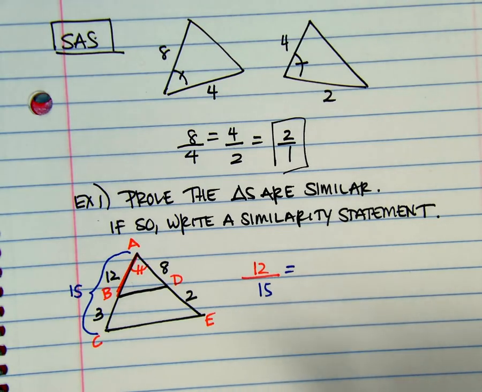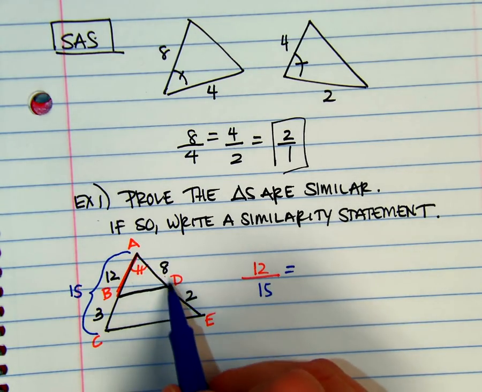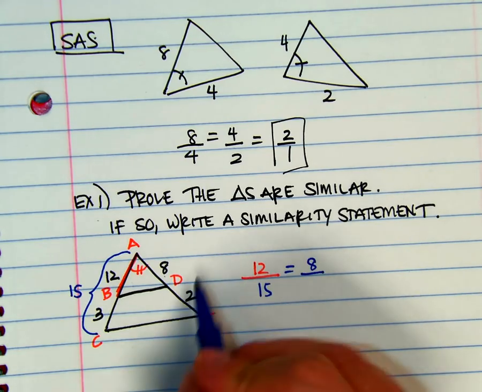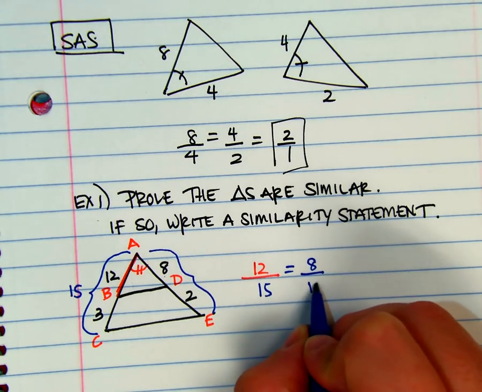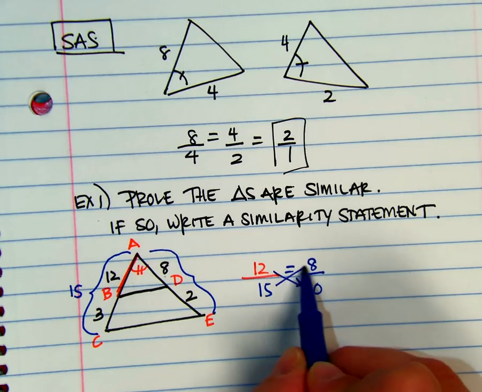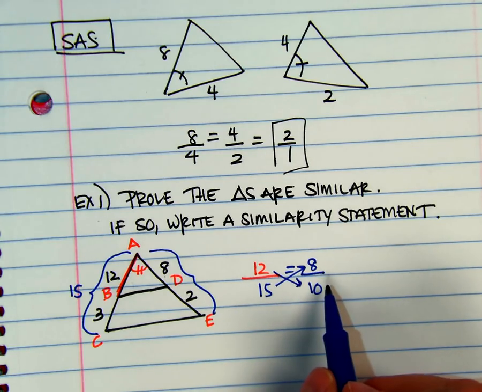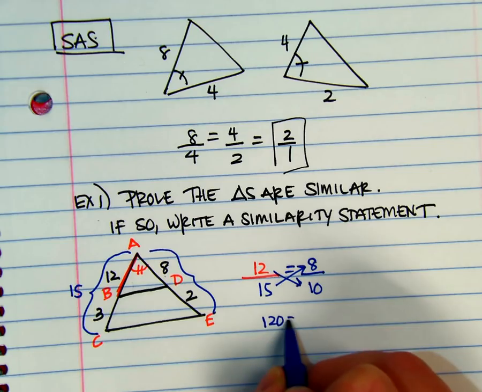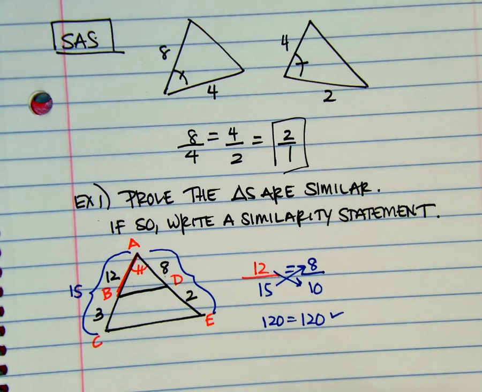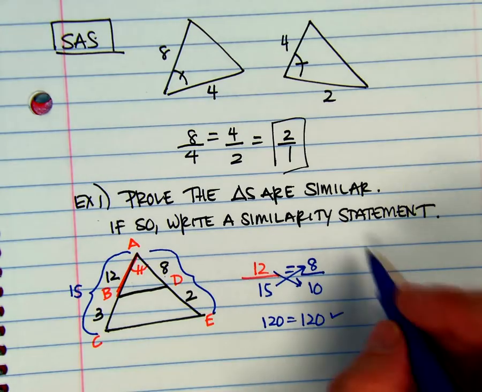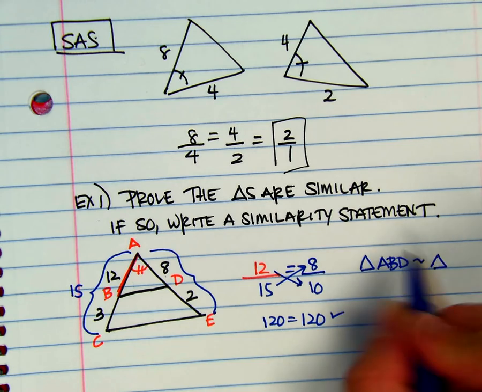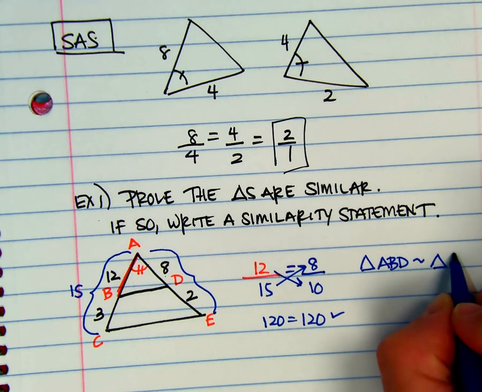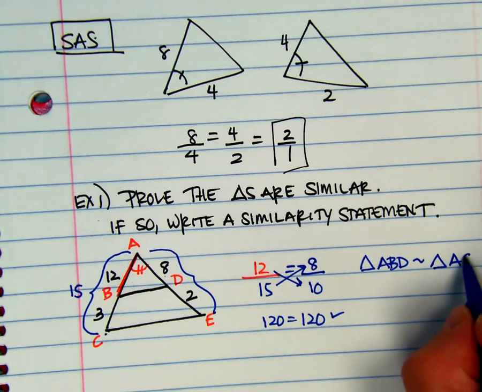That should be proportional with the right side of the small one over the entire side as well, which would give me 10. So if I check by my means and extremes, or I can reduce each of the ratios, I end up with 120 equals 120. They are proportional, so yes, these two triangles are similar. So I can say that triangle ABD is similar to triangle, they both have A, this would be the corresponding one, and E.